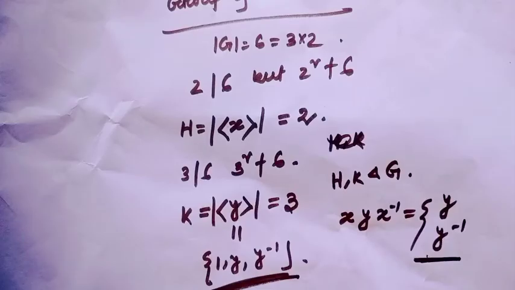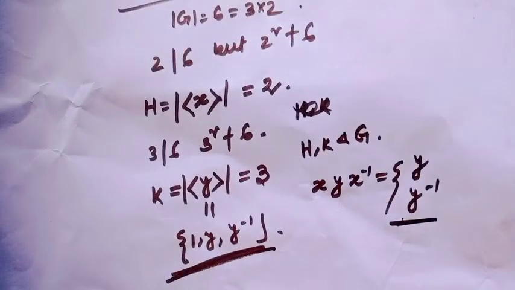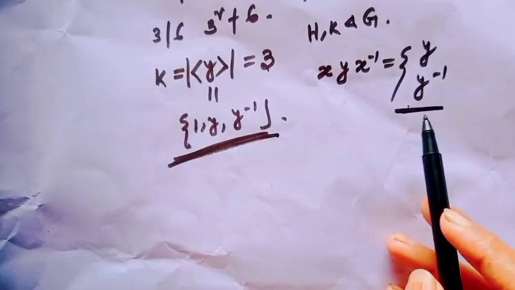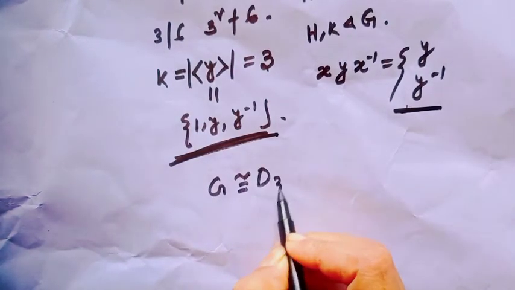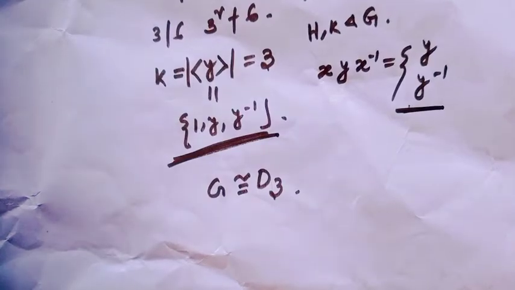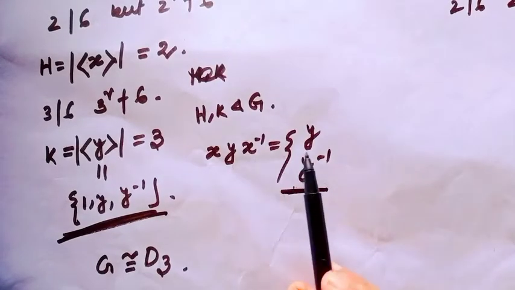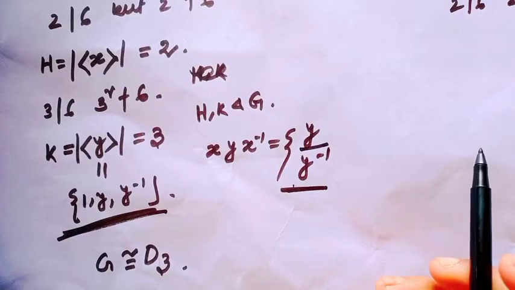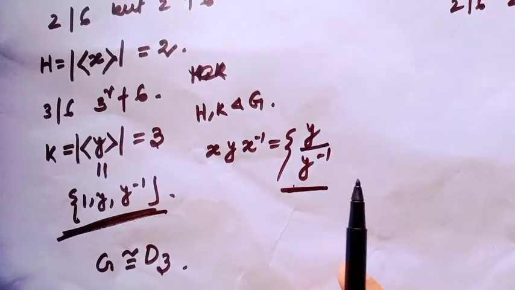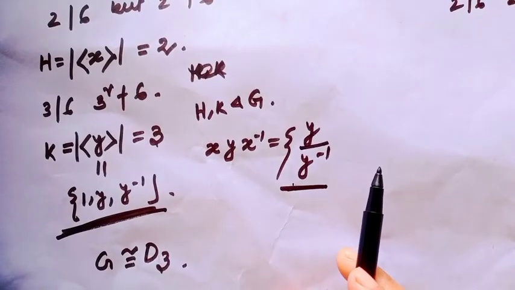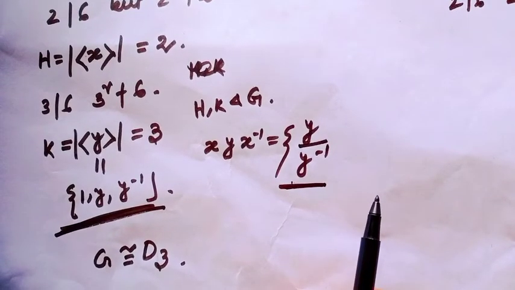Recall the structure of the dihedral group. This structure is similar to the D3 group. Then this group of order 6, if x y x inverse equals y inverse, will be isomorphic to D3. And if x y x inverse equals y, then x and y commute with each other.